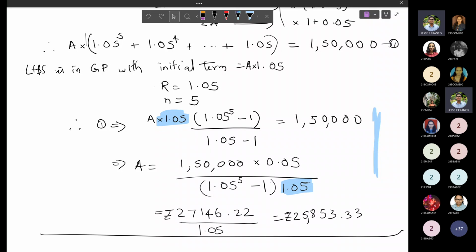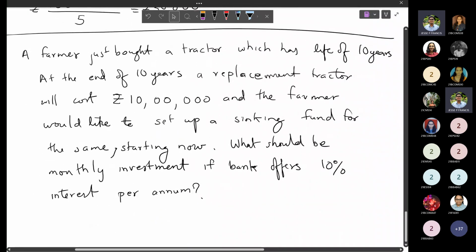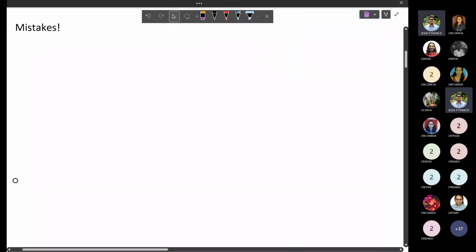Now, these were yesterday's two mistakes. Yesterday we left with one problem. I told you, try this problem out and then we'll start today's session with that.